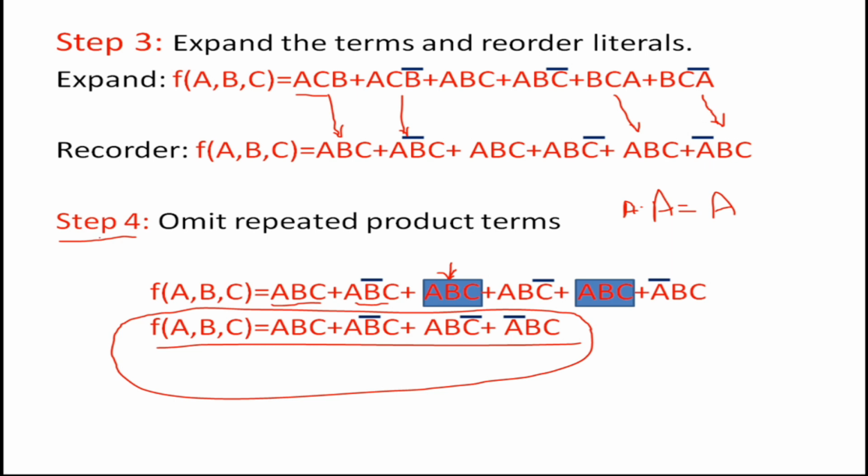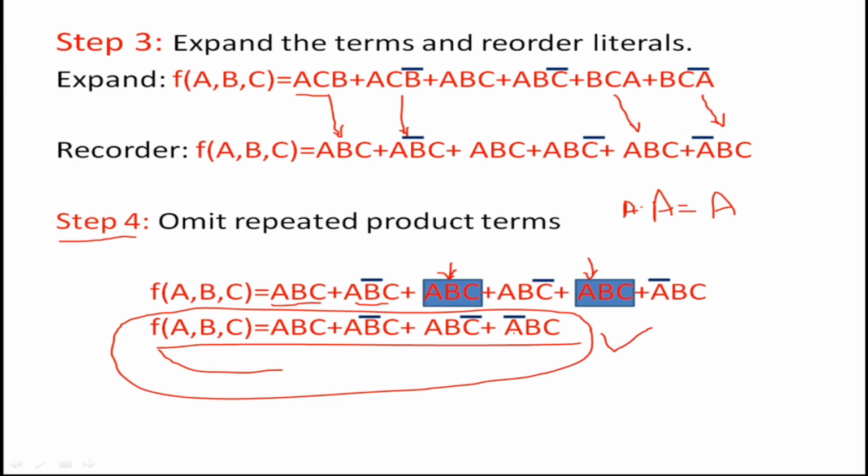Now step 4 is to omit the repeated product terms. The repeated product term is nothing but ABC. Once we have omitted the repeated product term, the final Boolean expression that comes out is a standard sum of product form expression, that is ABC plus AB bar C plus ABC bar plus A bar BC. Hope you have understood the conversion of an SOP to a standard SOP form.